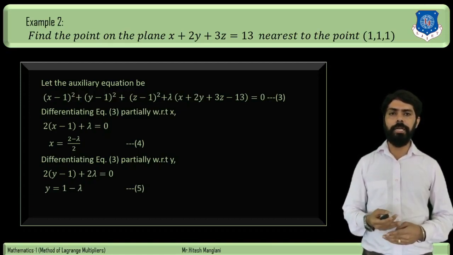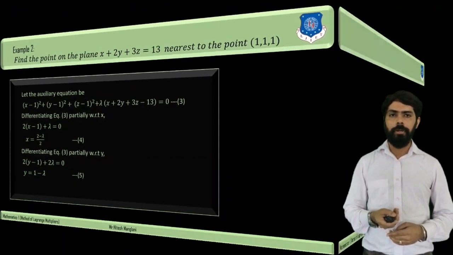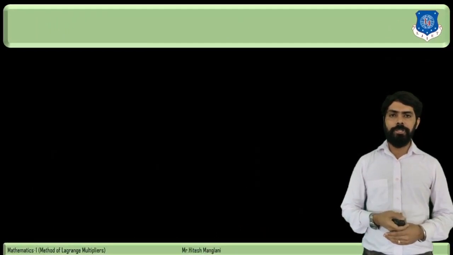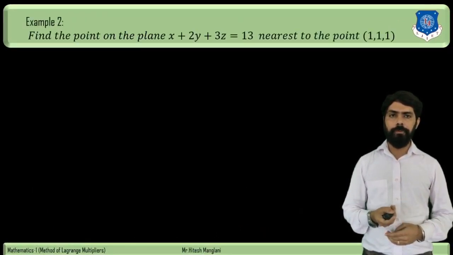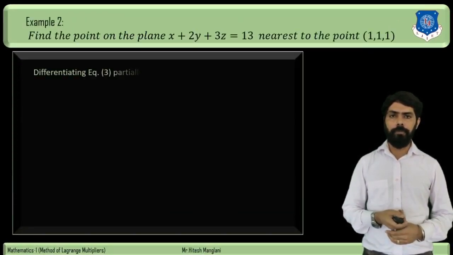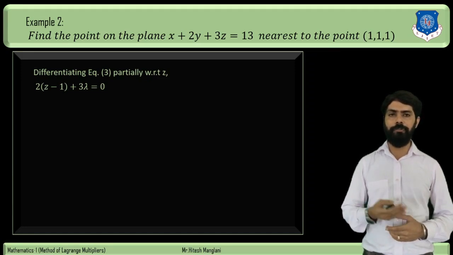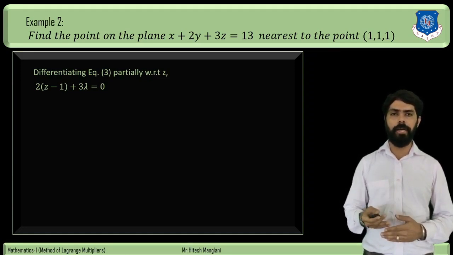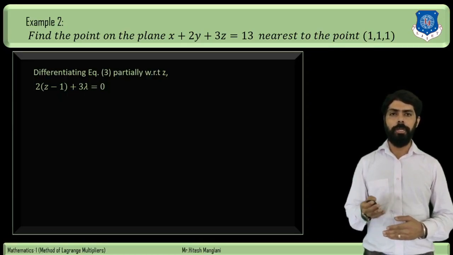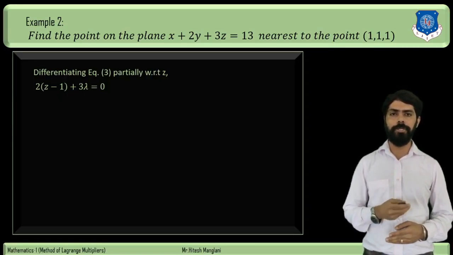Now differentiating equation 3 partially with respect to z. So if we partially differentiate equation 3 with respect to z, then it will be 2 into (z minus 1) plus 3 lambda is equal to 0. Because we are partially differentiating with respect to z, then x and y are constant. So it will be 2 into (z minus 1) plus 3 lambda is equal to 0.